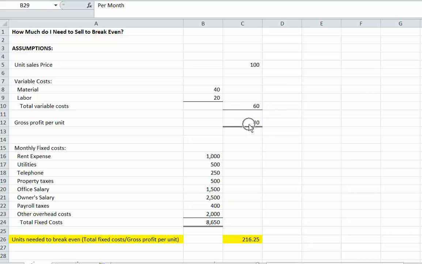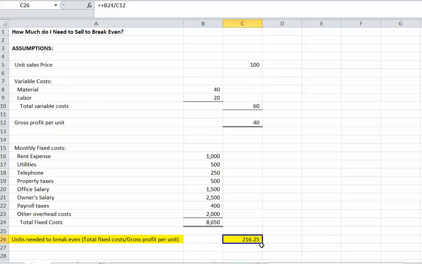Because this is the key number you're looking for. How much do I make for each item I sell? All right. Because that's how much is available for each item to pay this $8,650 worth of fixed cost I have. So doing the math is easy. All I'm going to do is take my total fixed cost, $8,650, and divide it by my gross profit per unit of $40. That means to break even for this month, I need to sell 216.25 units.